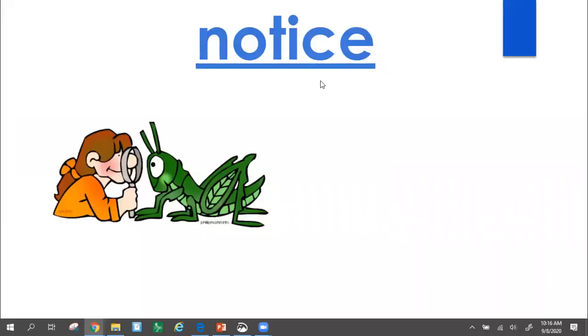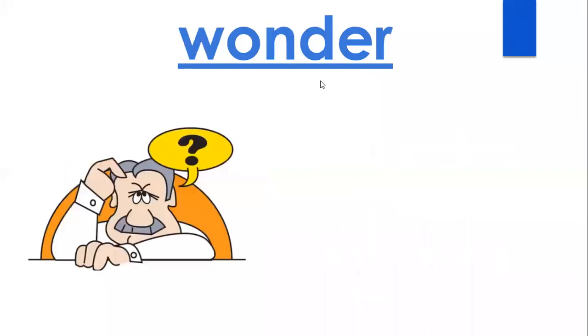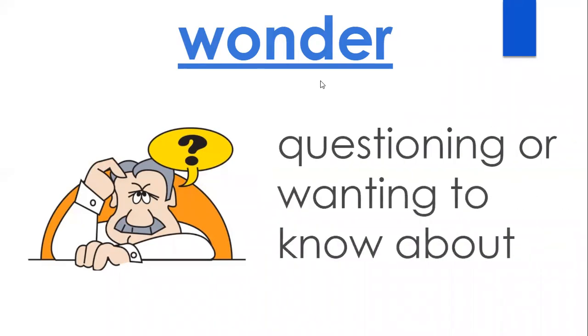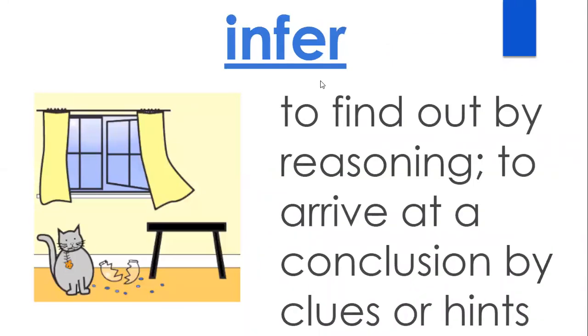All right. Oh, there's my notice. So to notice is active seeing or observing. Wonder, I had two forms because that's something on my board. Wondering is questioning, wanting to know more about something. And here's our inferring. To find out by reasoning, to arrive at a conclusion by clues or hints or evidence.